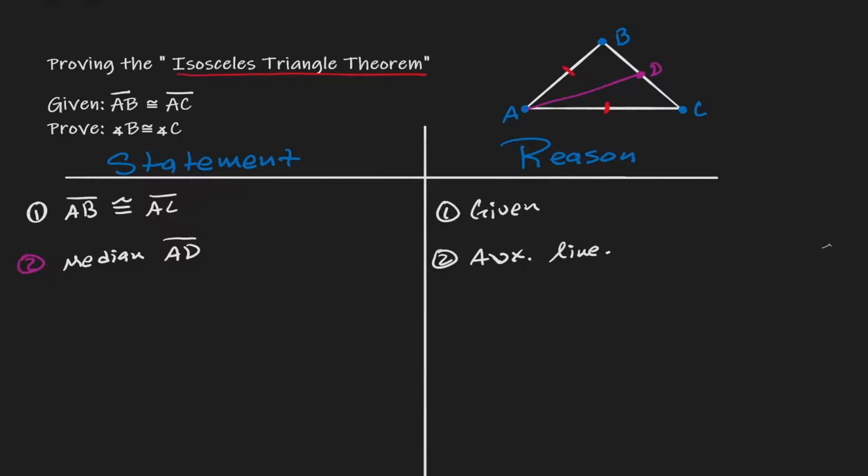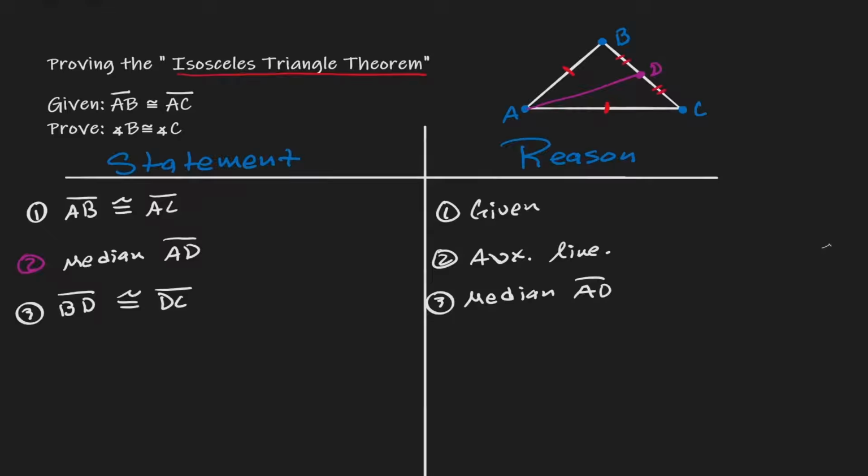Why are we choosing a median line? Because by definition, a median line cuts a segment into two equivalent parts. So therefore, BD is going to be congruent to DC. And this is by definition, this is the median line, AD. So let's show this in my diagram. So BD is congruent to DC.